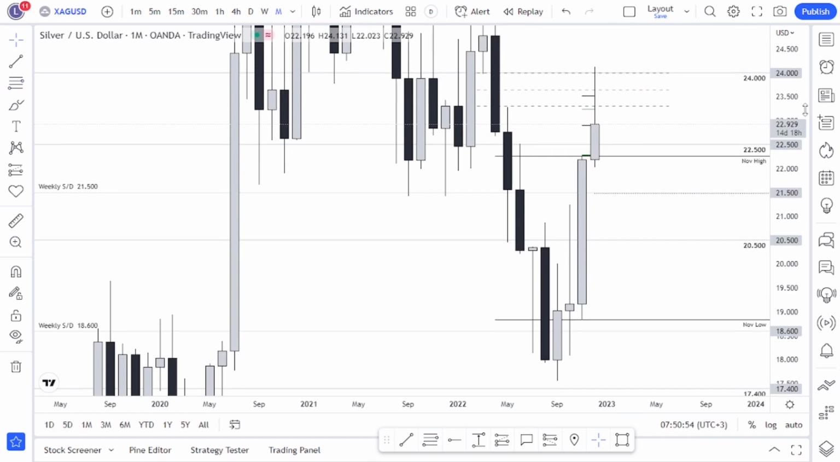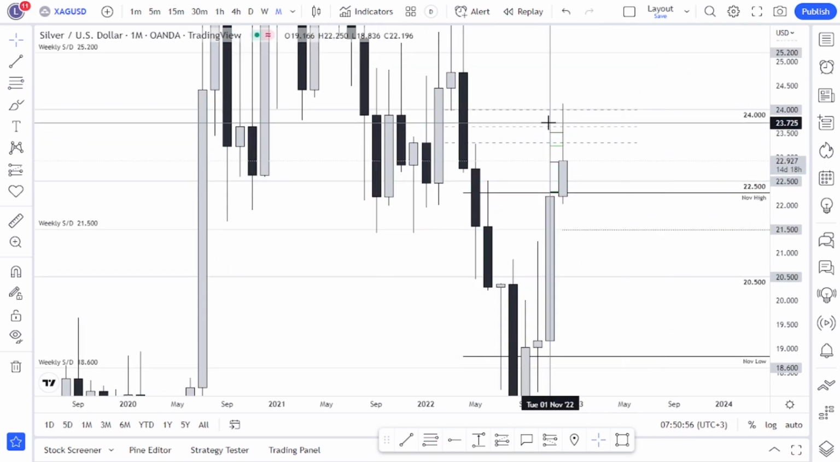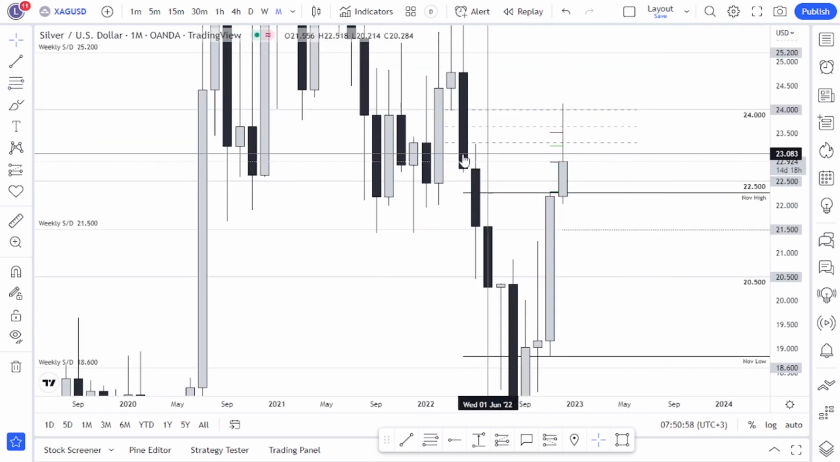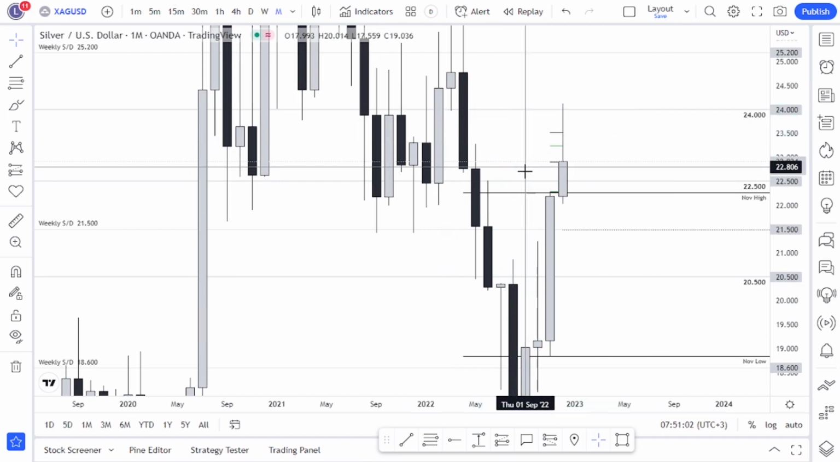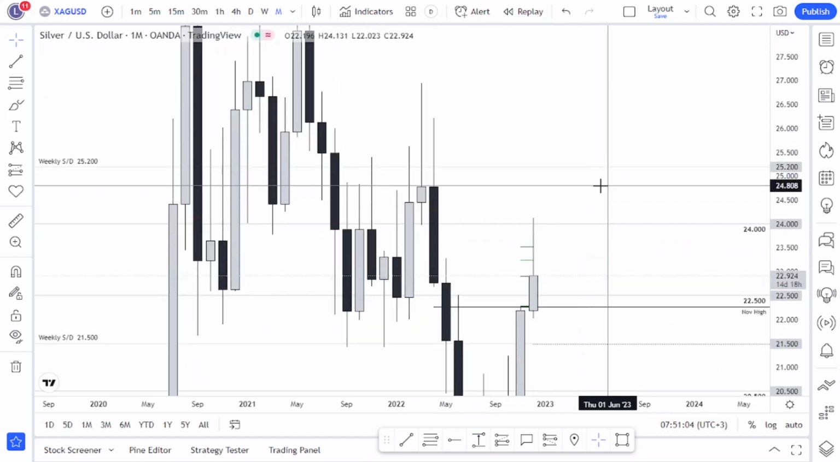And then price, where were our targets? Our initial targets were here, where price has just reached. This imbalance here on the monthly was to be filled. So this whole month, the bias was bullish.